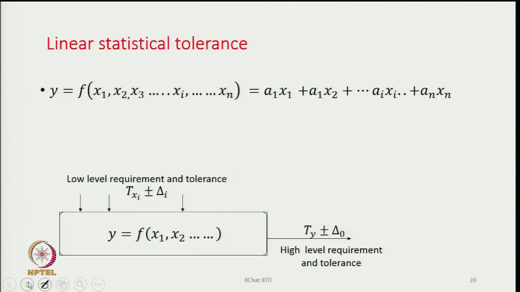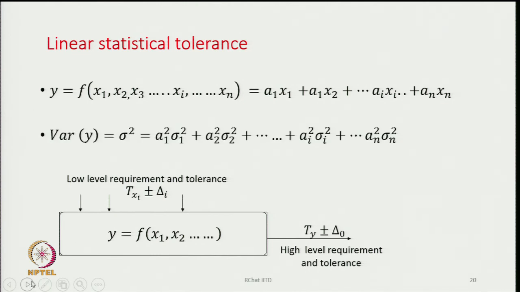Now, we are going for linear statistical tolerance. That is, if y is a function of x 1, x 2, x 3 and x n, and let us say that function is a linear function, that is y equal to a 1 x 1 plus a 2 x 2, and so on. In that case, the variance of y is going to be a 1 squared sigma 1 squared plus a 2 squared sigma 2 squared plus a i squared sigma i squared plus a n squared sigma n squared.